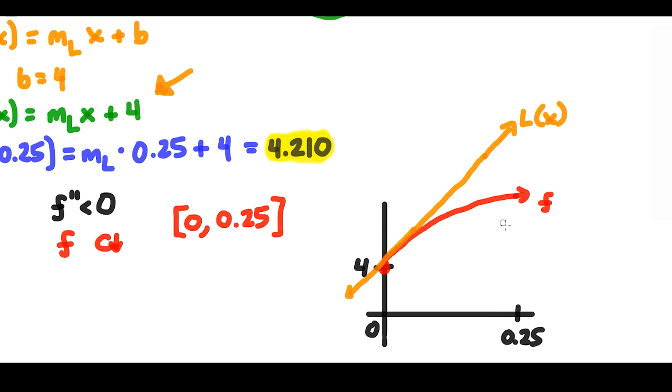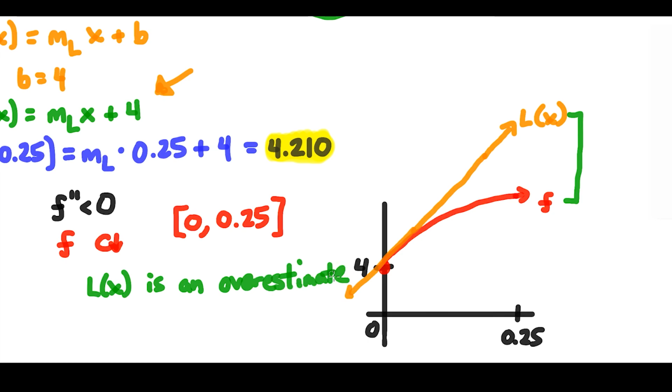Okay, and it's asking at 0.25, is the approximation L of x an overestimate or an underestimate? Well, you can see that the L of x is higher than the f of x. So you can say that L of x is an overestimate because f is concave down. If this was concave up, it would be an underestimate. You can kind of imagine that.